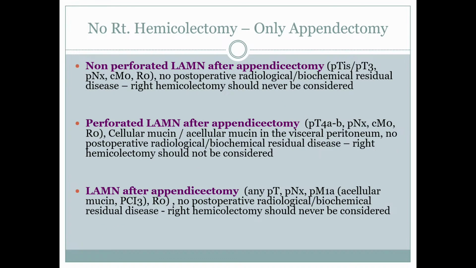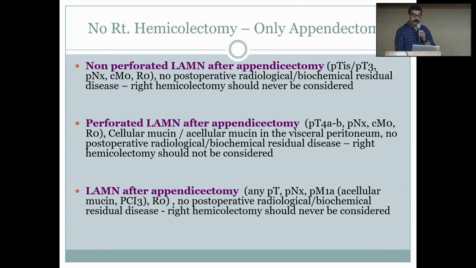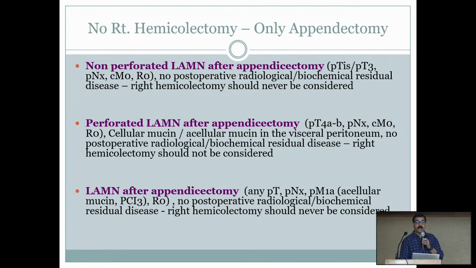So in which conditions do we consider only the appendicectomy? One, the condition is non-perforated after appendicectomy, that is the tumor is TIS or T3, there is no nodes, and post-operatively, after 2 to 3 weeks, we will have to take a contrast CT scan of the abdomen, and it doesn't show any disease anywhere else in the abdomen. No right hemicolectomy should be considered.